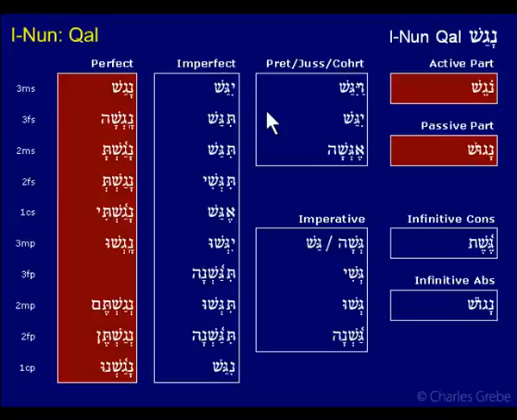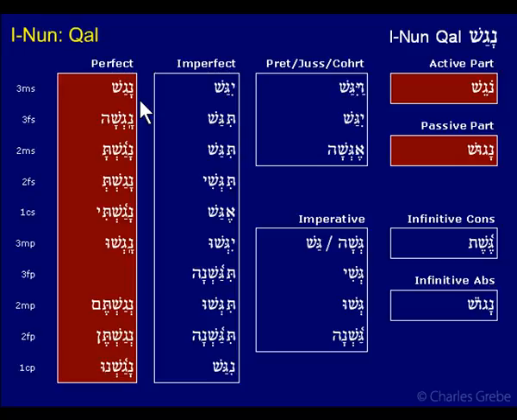First Nun Qal. Let us now look at what happens in the Qal. In the previous module, we just looked at first Nun in general. Now, what about the Qal? Here we have the entire paradigm for first Nun Qal of Nagash. And you can see here, and I've already mentioned this, that in the perfect, you do not have assimilation. Right? You got Nagash, just like Pakad.